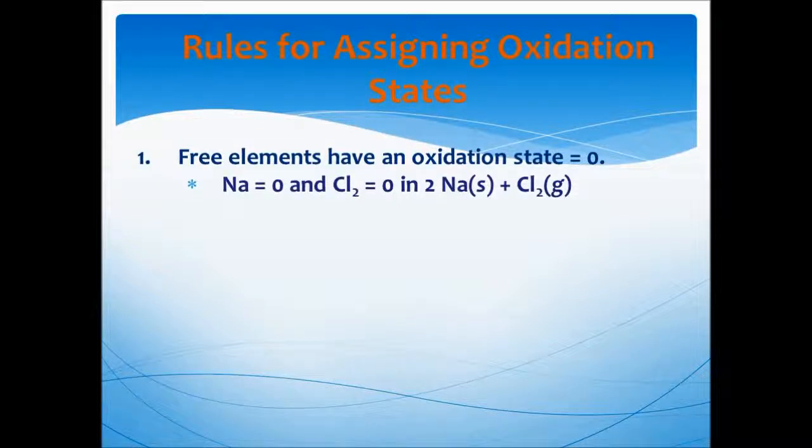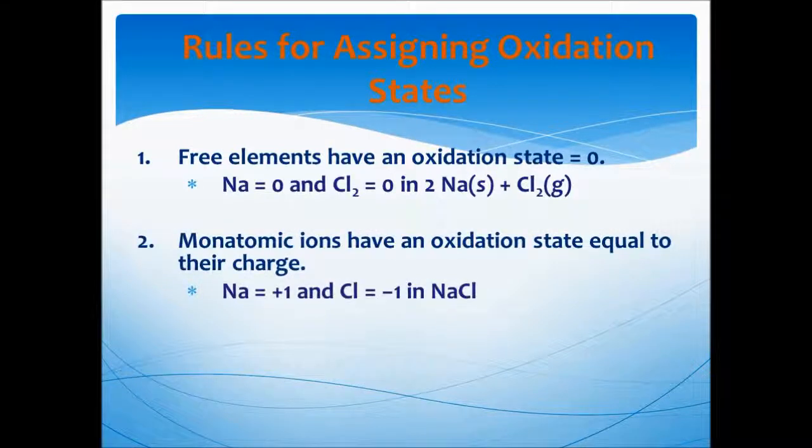Free elements have an oxidation state of 0. The sodium atom equals 0. Chlorine gas equals 0. Monoatomic ions have an oxidation state that is equal to their charge. Therefore, sodium has a +1 and chlorine has a -1 in the NaCl compound.